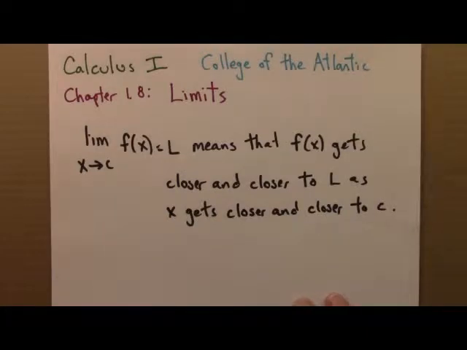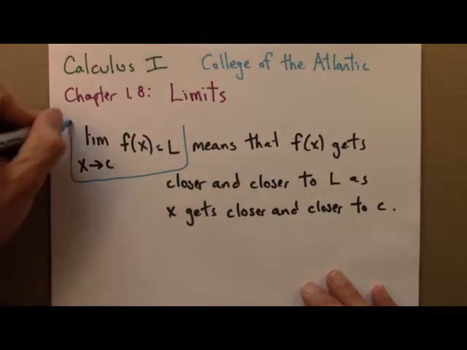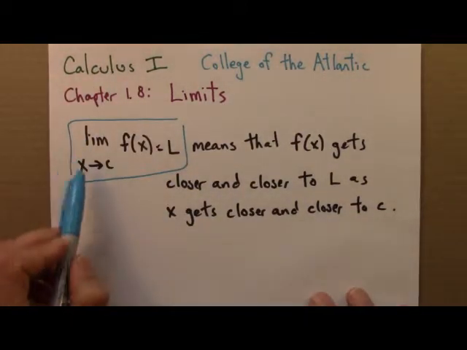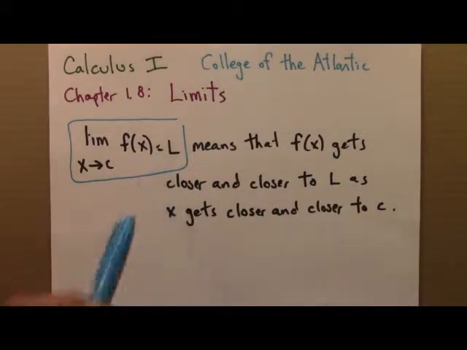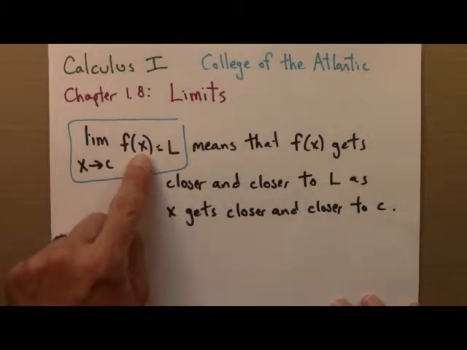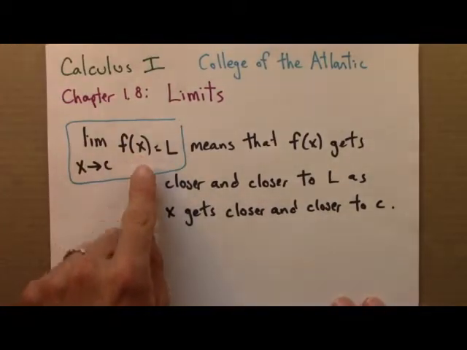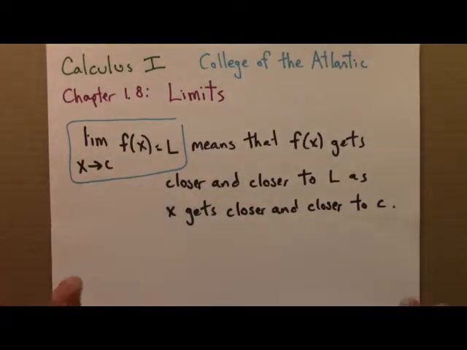So we say that the limit as x approaches c of f of x is L. What does that mean? Well, that means that f of x gets closer and closer to L as x gets closer and closer to c. So we vary our x in here. We sneak up on c. We get closer and closer and closer to c. And then we look to see if the value of the function gets closer and closer and closer to something else. And if it does, that something else it gets closer and closer to, we call L, the limit.